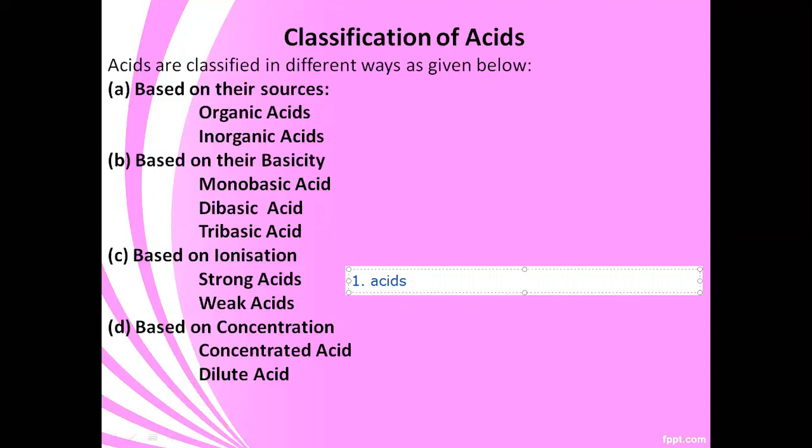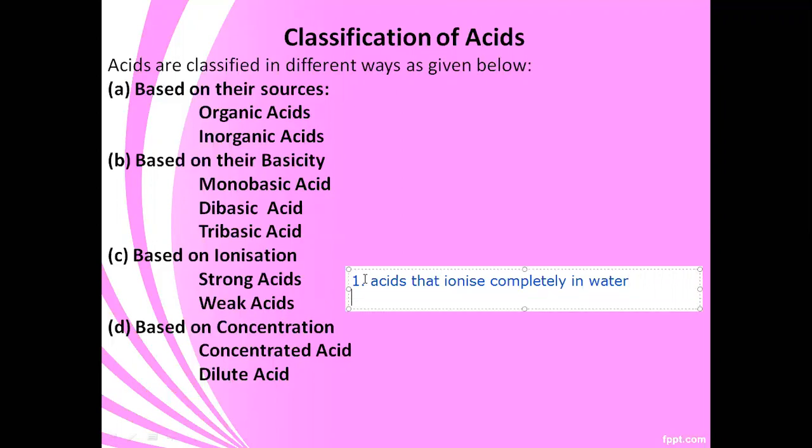The first one is strong acid. This means an acid that ionizes completely in water. For example, HCl, that means hydrochloric acid. This is completely ionized in the water, so it is an example of a strong acid.